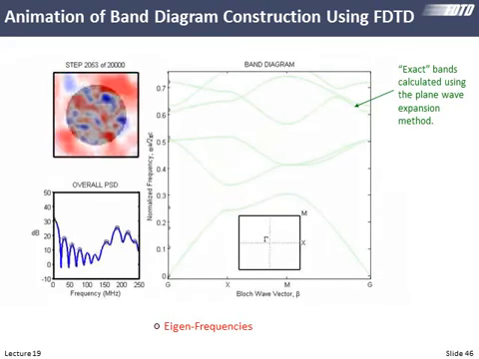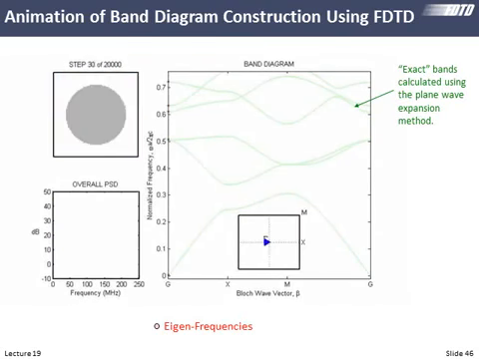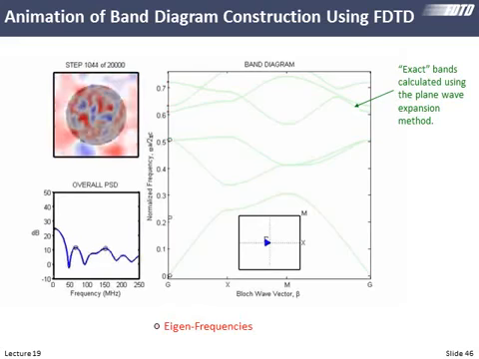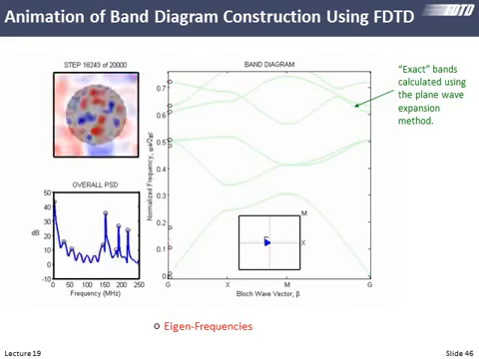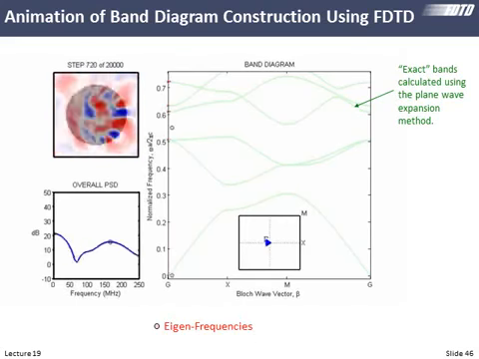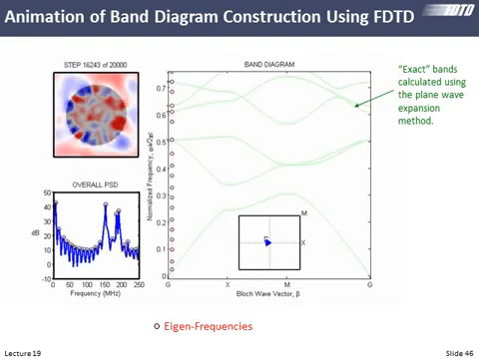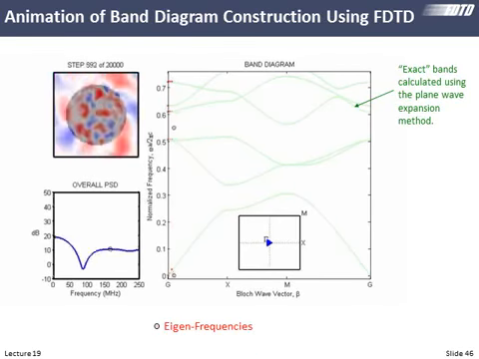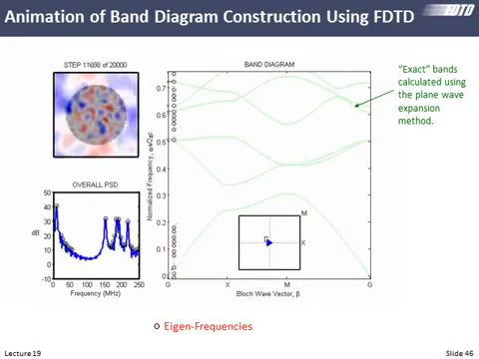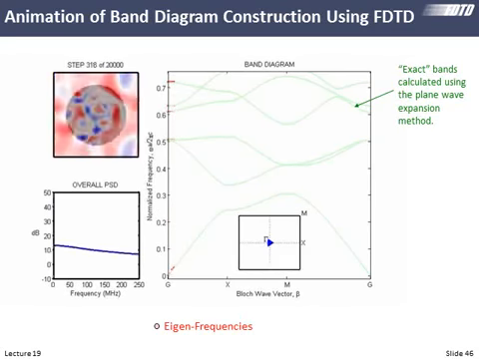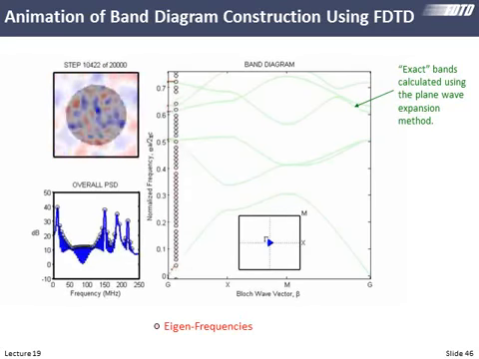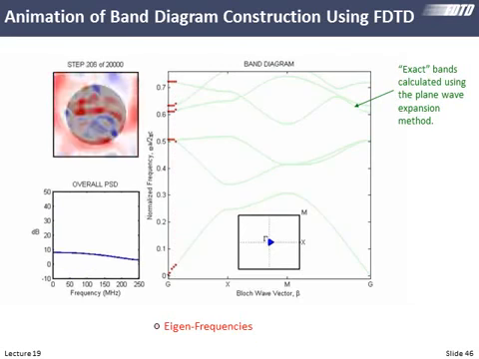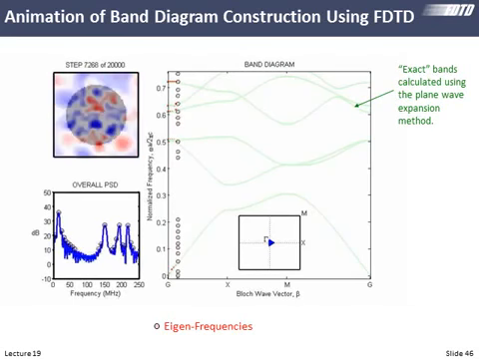Now here's one final animation of FDTD actually doing everything, calculating the entire band diagram. The faded green lines on the right, those are the bands calculated with the plane wave expansion method. That took about 1 second. With finite difference time domain, it took probably several hours. I wasn't around. I just kind of let it run and walked away. But let's watch this run.